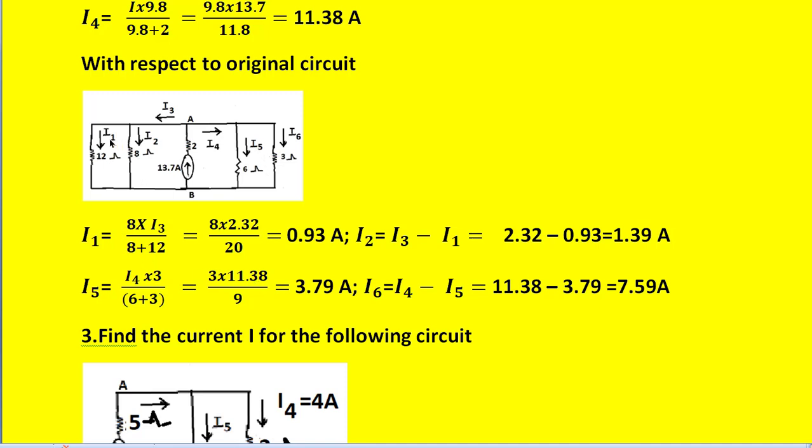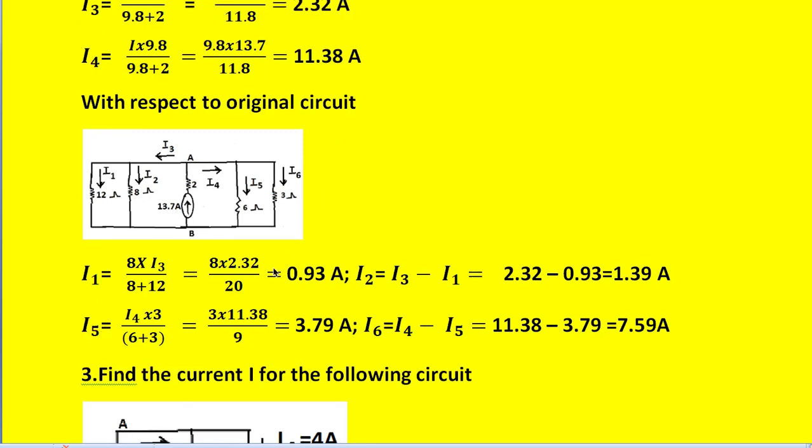So this is I1. To get this I1, because we know I3 up to here, we apply the current division rule again. To know the current I1, we multiply this I3 with the opposite arm resistance, that is 8 divided by 8 plus 12. I3 value we know, that is 2.32 amperes. Once we simplify that, we get 0.93 amperes.